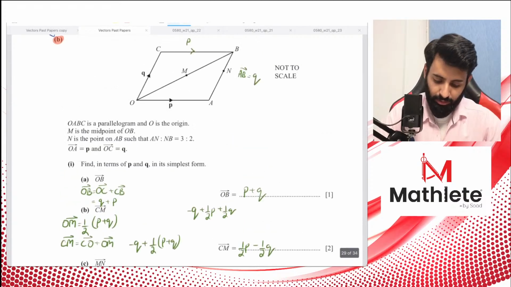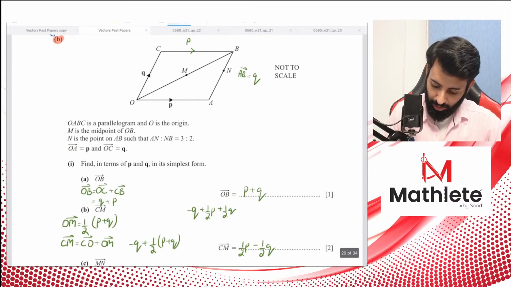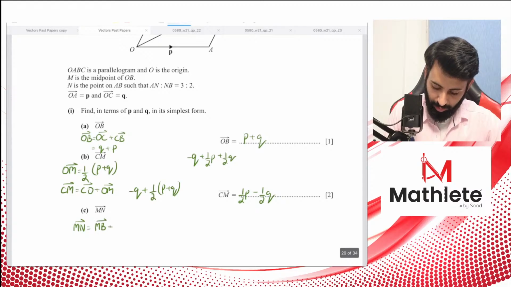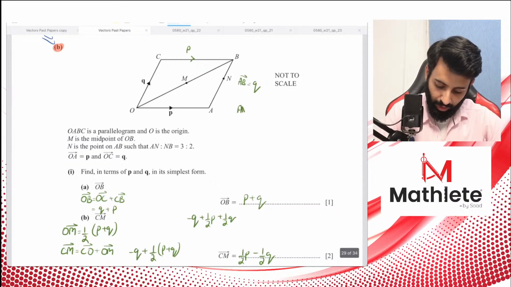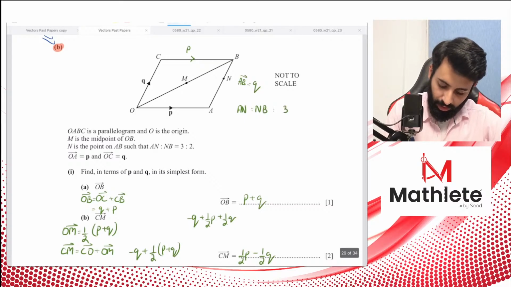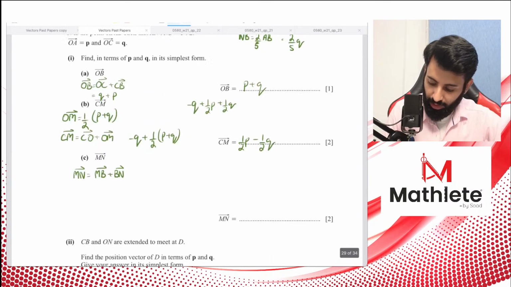Then comes MN. Let's see how we can find out MN. So let's pick a nice route that will take us from M to N. First we go from M to B, and then we go from B to N. Now one thing to note about AN and NB is that they were in the ratio 3:2. So that means AN is basically 3/5 of AB, and NB is going to be 2/5 of AB. So that means this is equal to 3/5 of Q, and this is equal to 2/5 of Q.